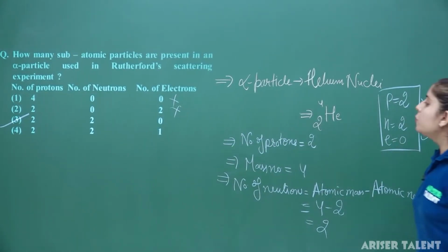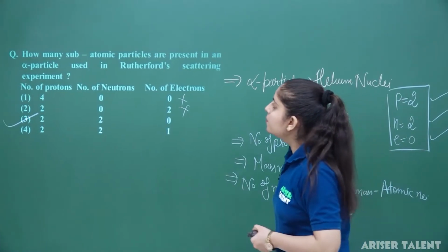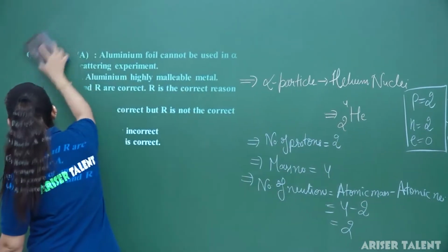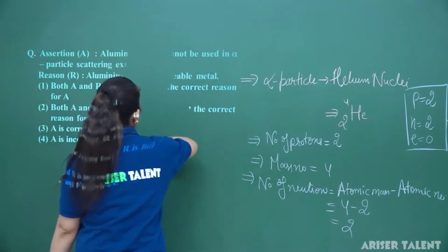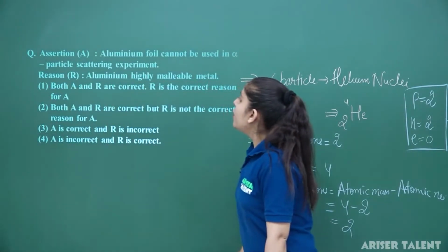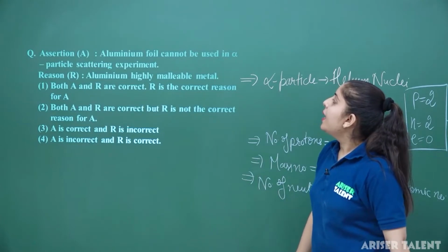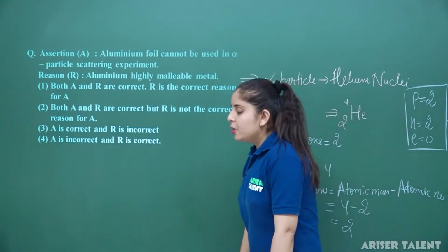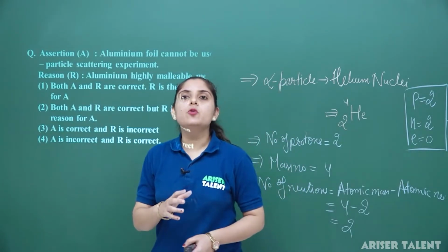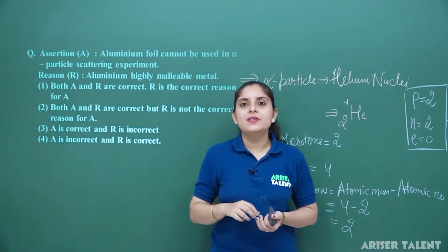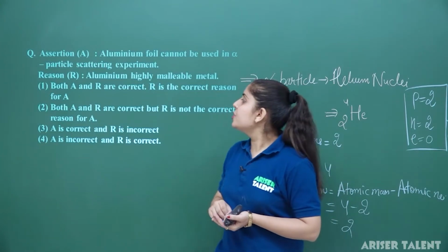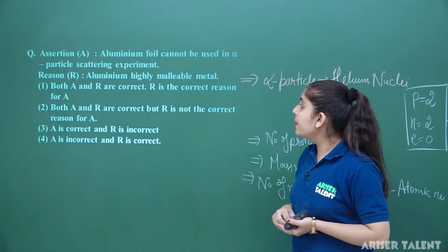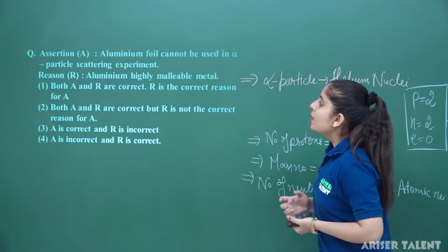Now let's move to the next question in this sequence. Again we have the question given, that is reason assertion type. So what is the assertion saying? Aluminium foil cannot be used in the alpha scattering experiment. So we know that we are using a very thin gold foil in the alpha scattering experiment. So the assertion is aluminium foil cannot be used in the alpha scattering experiment. So this statement is true.